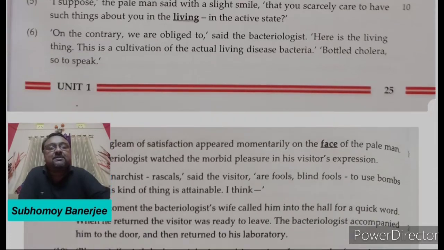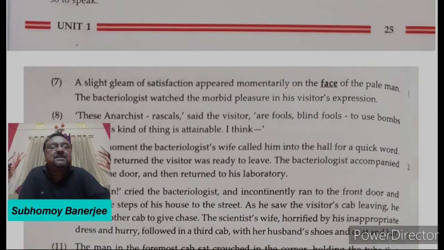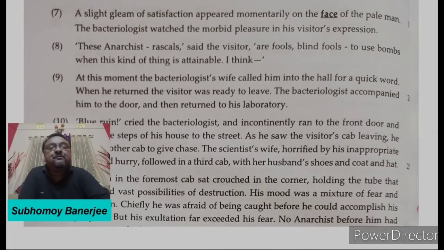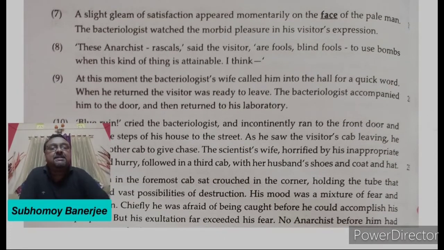So once again we scroll and we come to the next page. So this was page 25 in unit 1. We come to the next page. A slight gleam of satisfaction, paragraph number 7, appeared momentarily on the face of the pale man. Face of the pale looking man. Face refers to a body part once again. Okay? Face refers to countenance. Countenance or visage. These are alternative synonyms of face. Countenance means face. Visage means face.